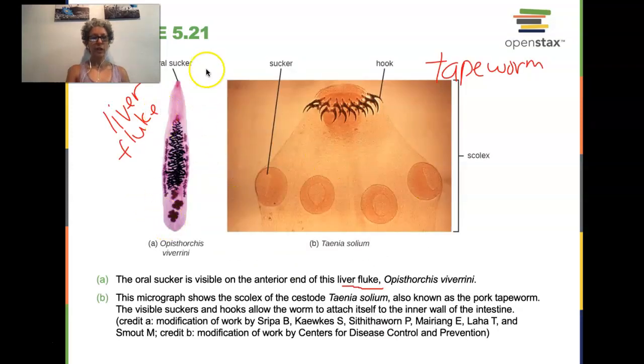The liver fluke has a sucker that it attaches to the cells and can absorb nutrients. The cestode, or tapeworm, Taenia solium, which is the pork tapeworm, has suckers all around one end, the head end, that make it attach to the intestines of its host. It also has hooks in the head that really help it to adhere tightly, and the suckers help it to absorb nutrients from its host.